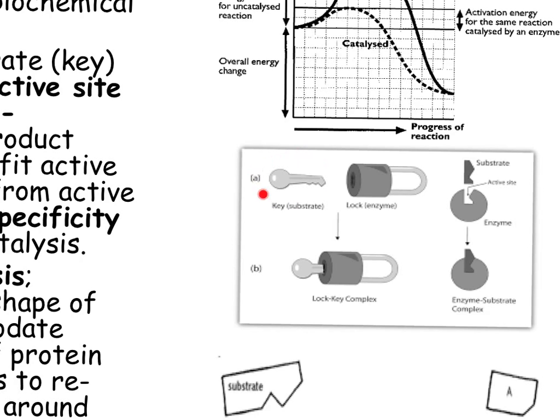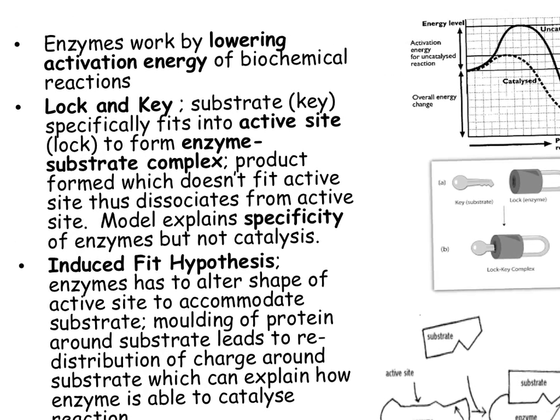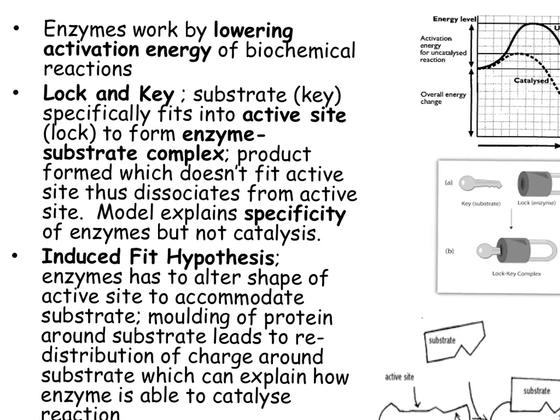So only this specific key can fit into this lock, i.e. only the specific substrate shape can fit into the complementary shape of the active site in the enzyme. So that's shown over here, substrate fitting specifically into this active site because this is complementary. Be careful not to say that it's the same, because the shape is not the same, it is complementary to the shape. So that's the lock and key hypothesis. And the lock and key hypothesis is a very neat way of explaining the specificity of enzymes.